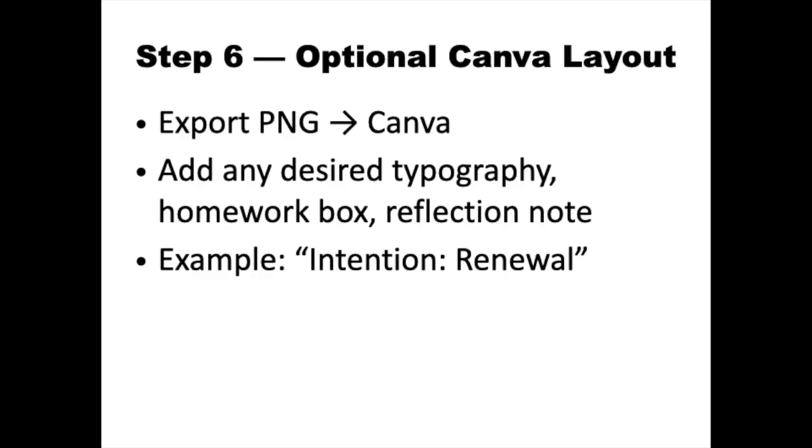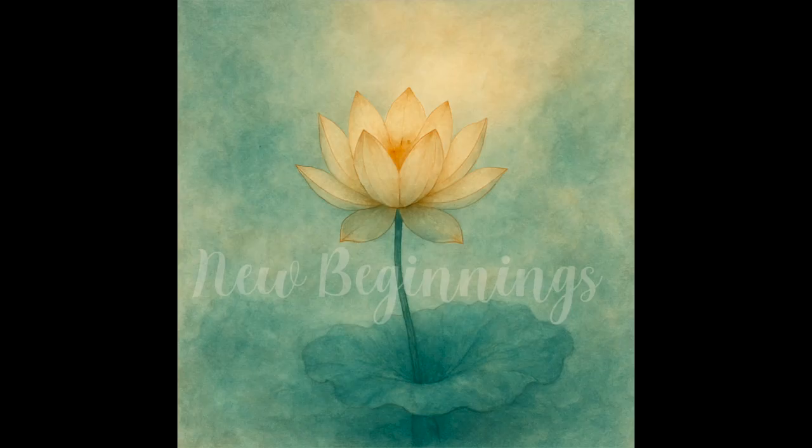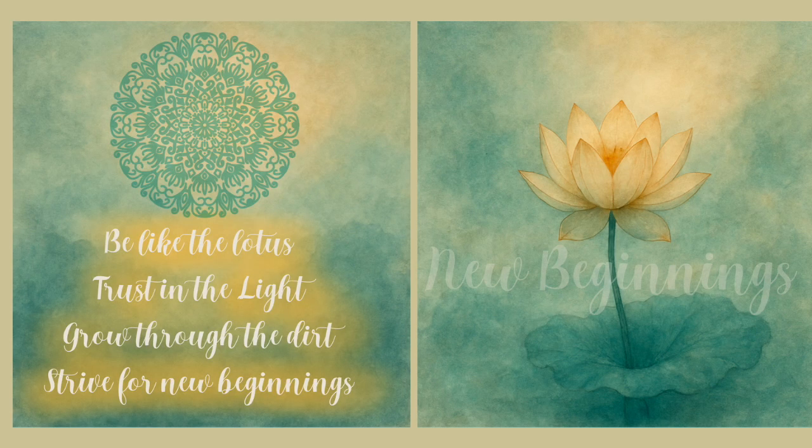Step 6 is your final layout in Canva. This is optional. You could export your page as a PNG, import it into Canva, if you want to add some clean typography, a homework box, or assemble a multi-page lesson PDF. Place the image and add a small text box with whatever intention you stated earlier, like renewal.